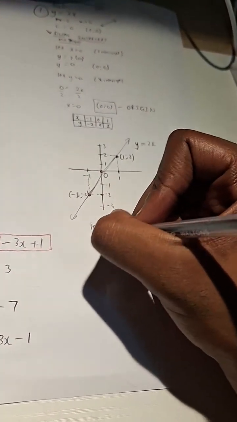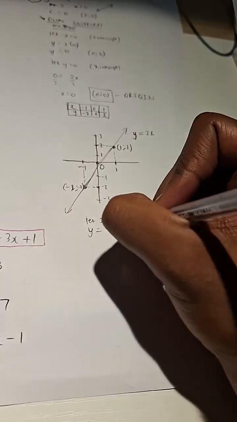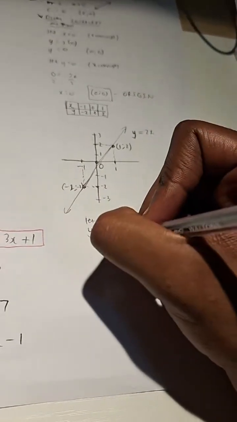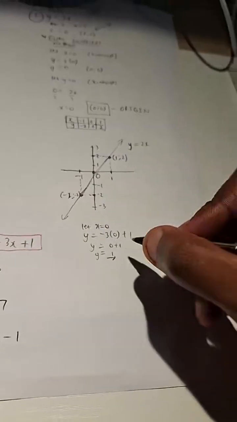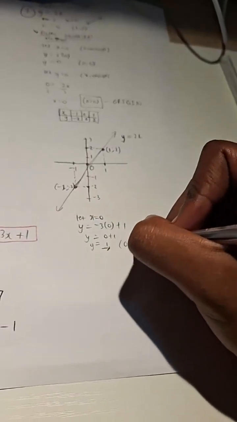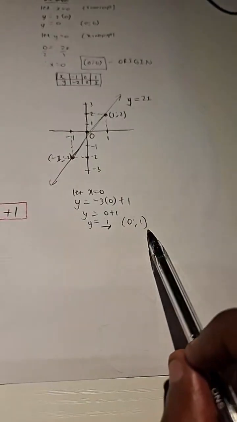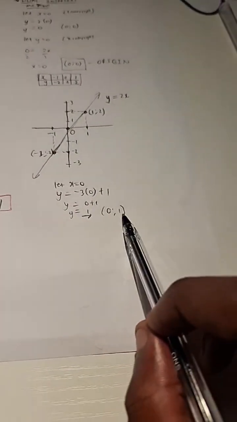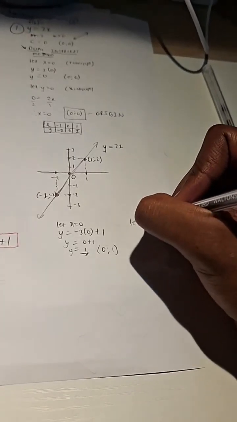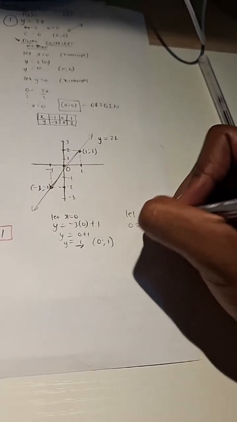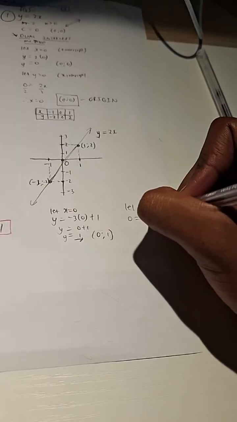When we let x be equal to 0, y is equal to -3(0) plus 1. So y is equal to 0 plus 1, y is equal to 1. So that means our coordinates for the y-intercept are (0; 1). After letting x be equal to 0, we let y be equal to 0. So 0 is equal to -3x plus 1.